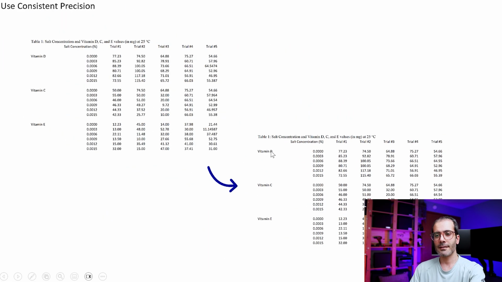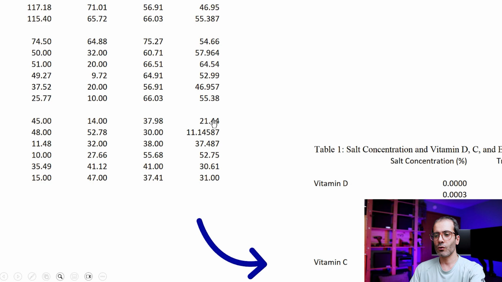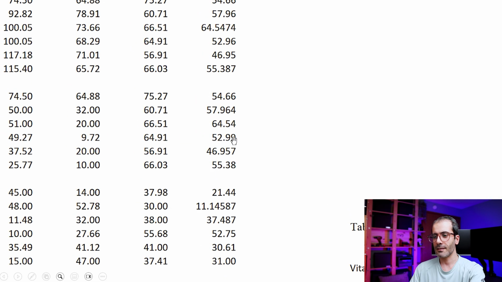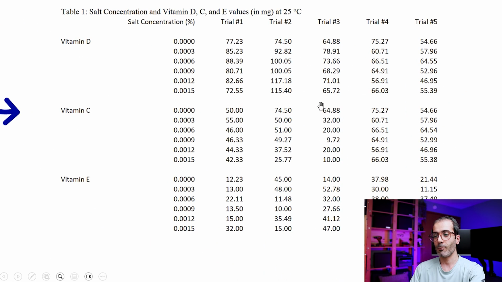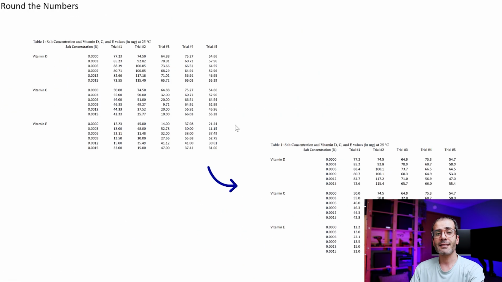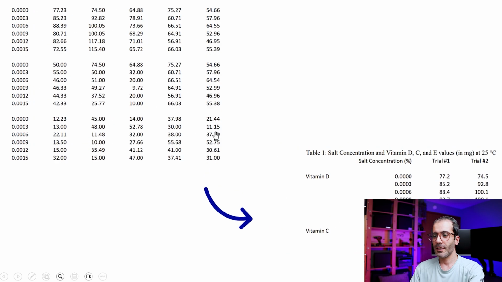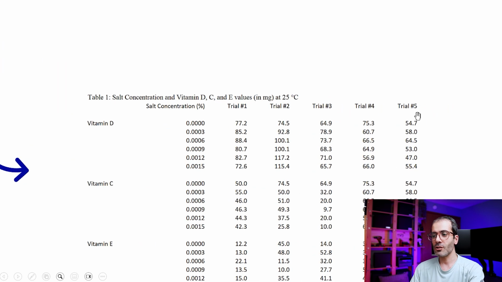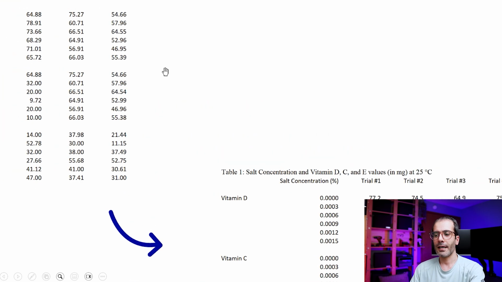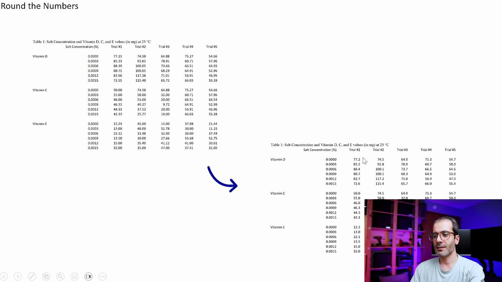Next, use a consistent precision for your data. Here on the left, you can see some of these are 2 digits after the point, but some of them are 5 or 3 or 4. So make it consistent. If you want to report them all in 2 digits after the point, then just do that. Next, round your numbers. So here in this experiment, let's just imagine I can round it to 1 digit after the point. I can do that, making this much easier to look at and see how the data is changing.